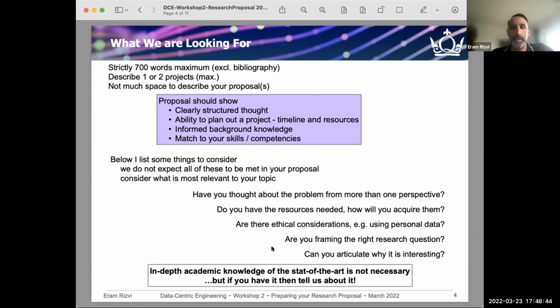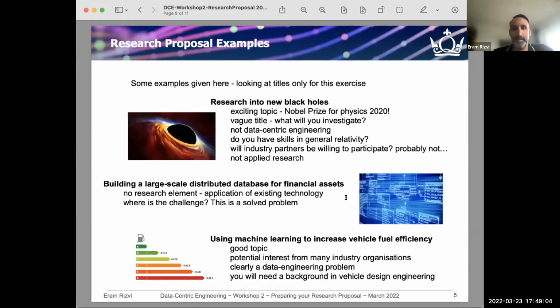Now, I want to reiterate that in-depth academic knowledge and the state of the art in that particular area is not necessary for the research proposal. But if you do have it, then by all means tell us about it. So include it if it's there. But we're not expecting you to already have a doctorate, for example. Okay, let's go to the next slide.